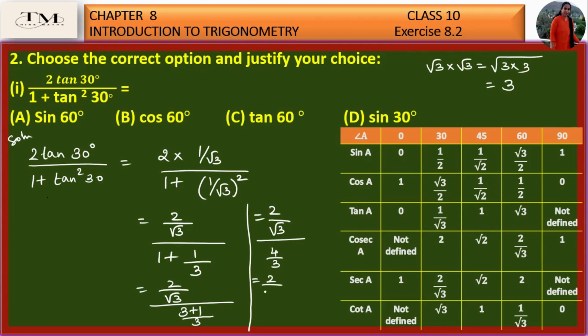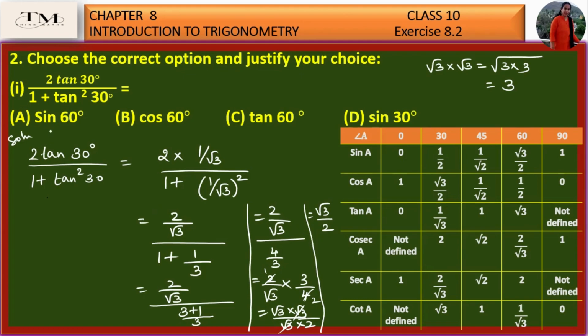I am going to take the denominator 4 by 3 to the numerator. It will turn to multiplication and it will reverse. So 4 by 3 will become 3 by 4. One 2 is 2 and two 2s are 4. This 3 can be written as root 3 into root 3 divided by root 3. So here we have 2, and one root 3 gets cancelled. So it is root 3 in the numerator and 2 in the denominator. So we have root 3 by 2.